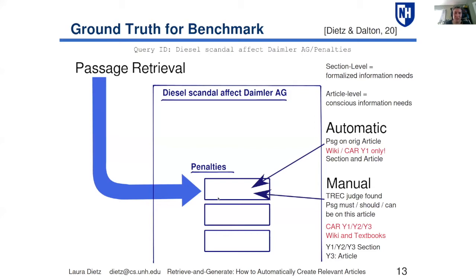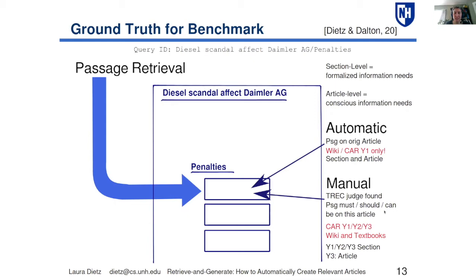We create a passage ranking. We show these passages from the top K to a TREC judge, and the TREC annotator has to say whether this passage should be mentioned on this article or whether it's not relevant. Okay, only if it's must, should, or can, it would be considered relevant and otherwise not. And we can use these three levels to derive different NDCG methods or any kind of graded judgments. And this is something we can do for all 3 years of CAR.